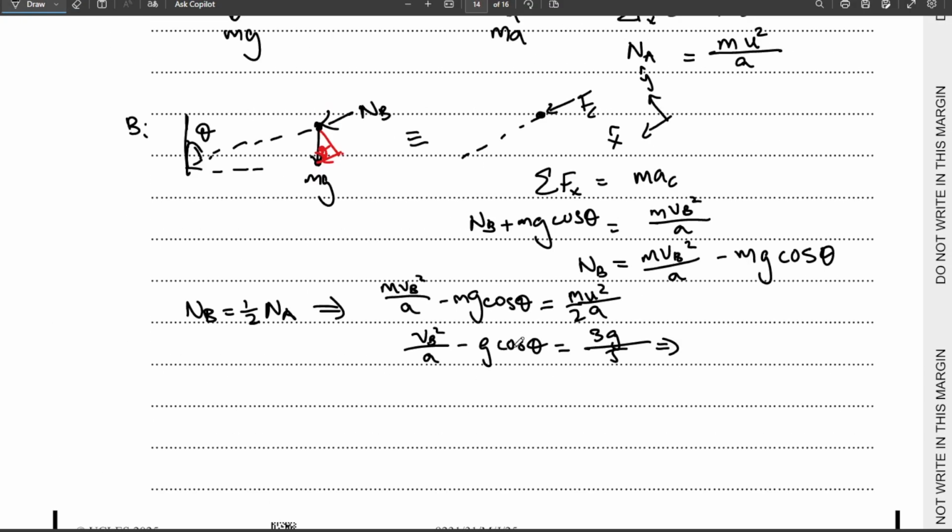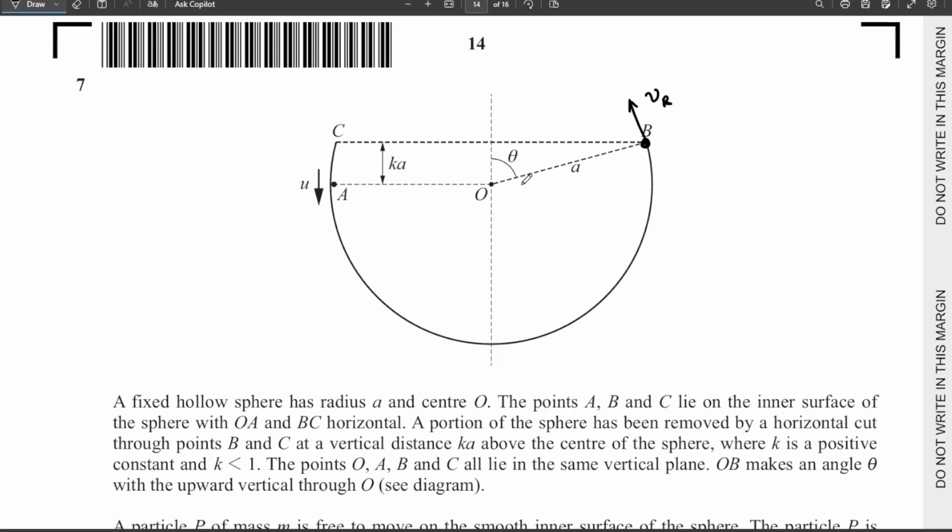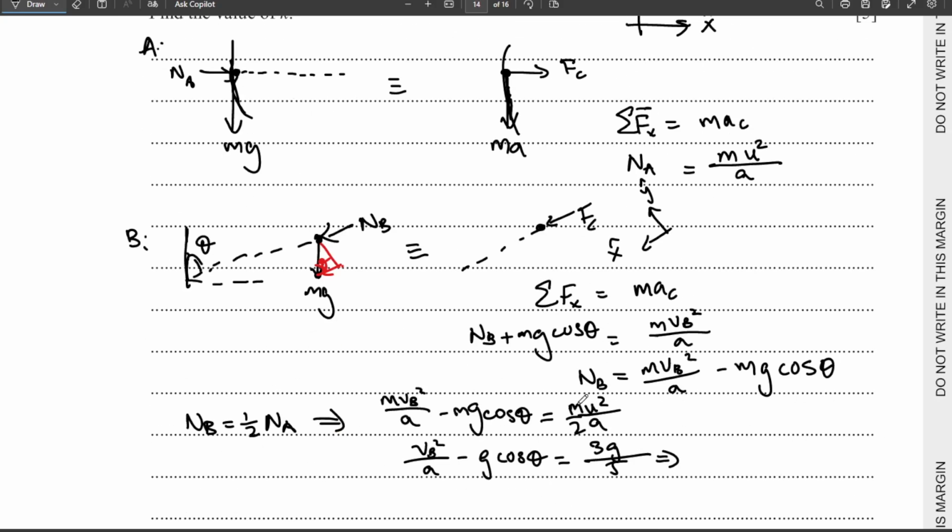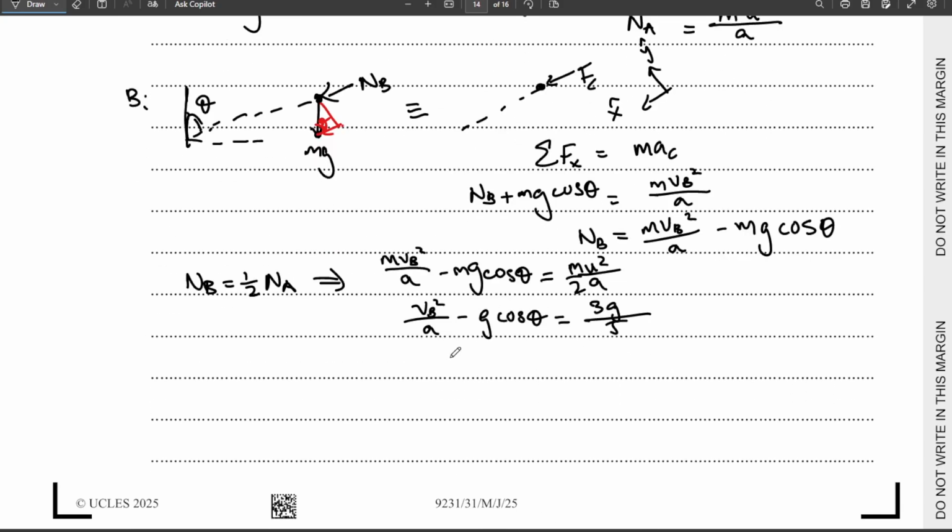Also let's solve for this cosine theta. We know the hypotenuse here is A and the adjacent to this angle is KA. So cosine theta will be KA over A, and that leaves us with K, to get rid of the cosine theta. Then we can isolate VB squared as our left hand side.